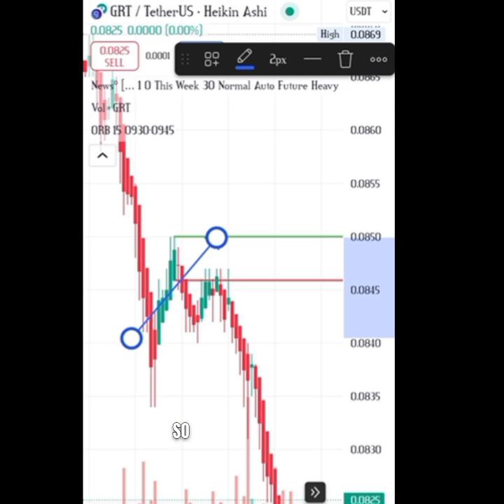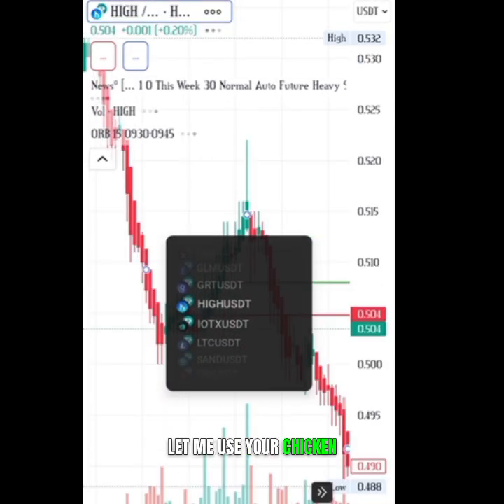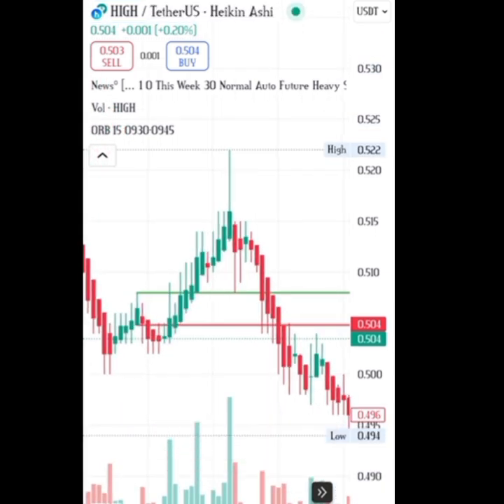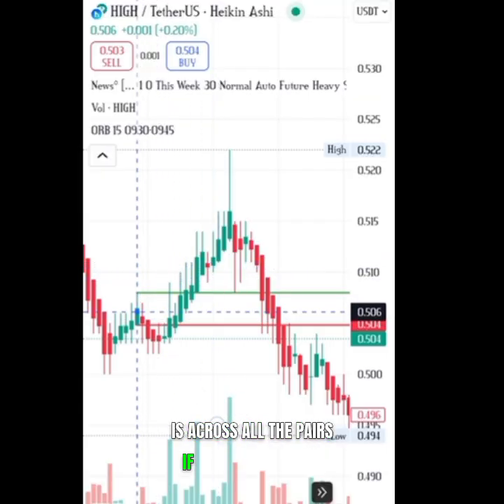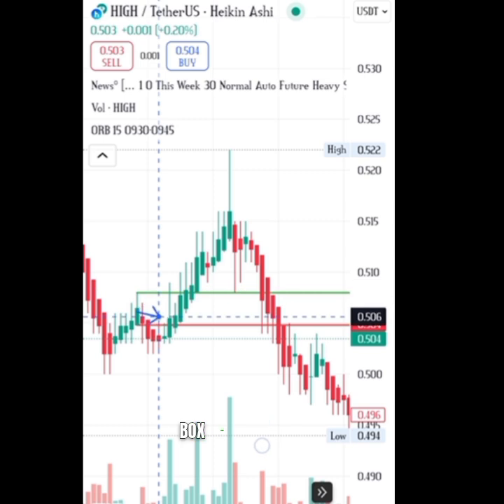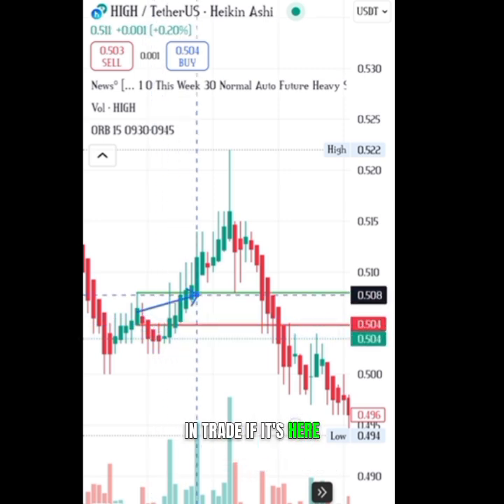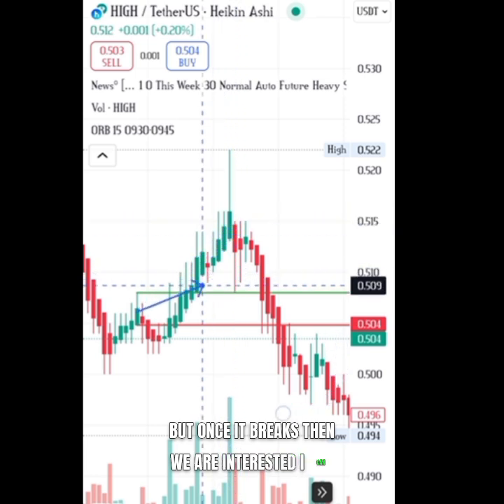If this is something you're interested in, let me show you another pair so you can see what I'm trying to say. It's across all the pairs. If it's in this box like this, we are not interested. But once it breaks, we are interested in the trade. If it's here, we are not interested, but once it breaks, then we are interested. And you can see how good it is.